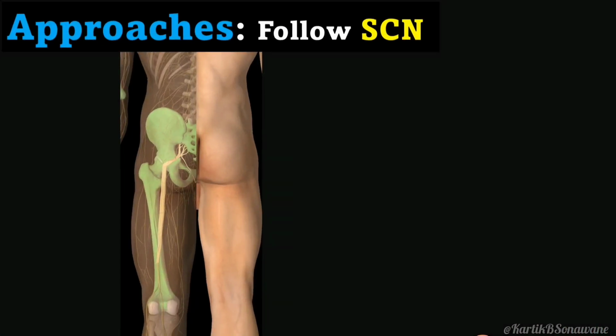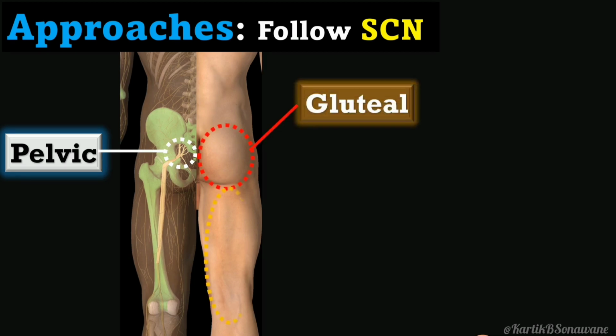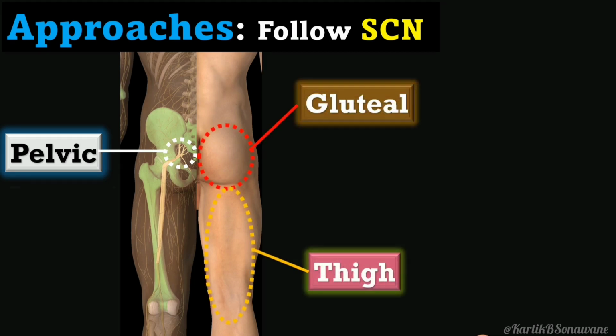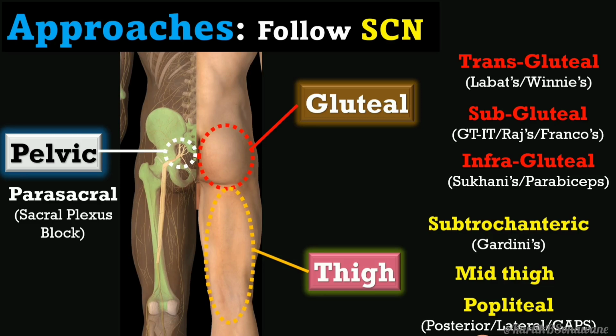Simple rule, just follow the nerve from its origin to its termination. The sciatic nerve can be targeted at multiple levels during its pelvic course, in the gluteal region, and in the posterior thigh. In the pelvic region, it is targeted via parasacral approach, which is the most proximal approach to the sciatic nerve. Since this level allows access to all branches of the sacral plexus, it is also referred to as sacral plexus block. Gluteal approaches include transgluteal, subgluteal, and infragluteal, whereas thigh approaches include subtrochanteric, mid-thigh, and popliteal sciatic approaches.